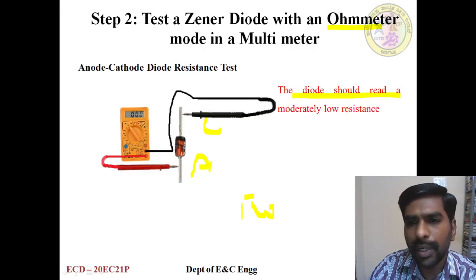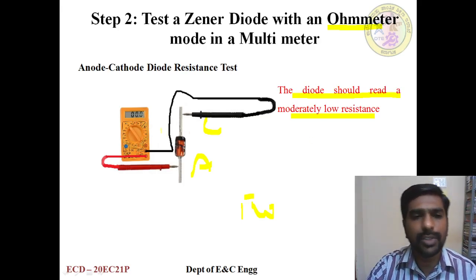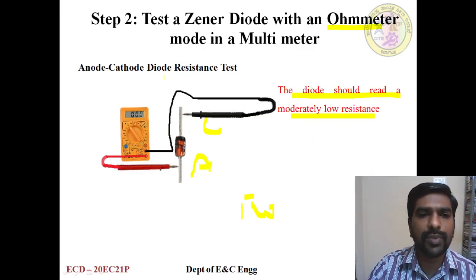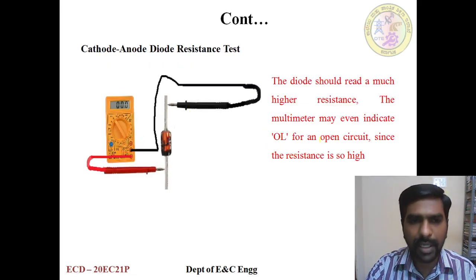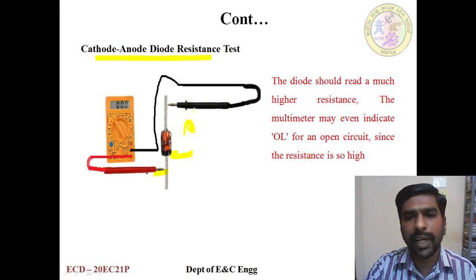The diode should read a moderately low resistance, meaning some low value, less than 1000. If it displays a low resistance value, then it is in good condition in the forward direction. And from cathode to anode, that is the reverse direction. This is the cathode and this is the anode. The cathode has to be connected to positive and the anode to negative.